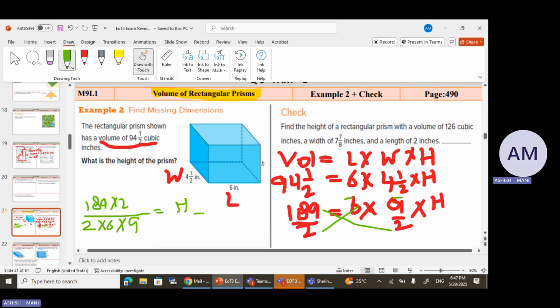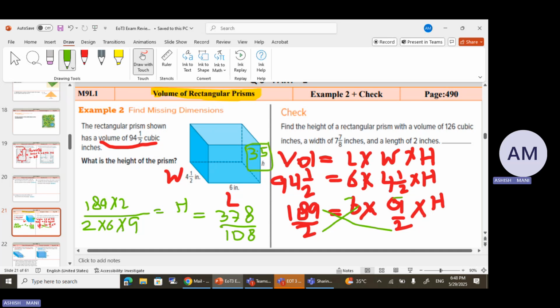Now we first multiply 189 by 2, which comes to 378, and then divide by 2 into 6 into 9, which comes to 108. Then you divide both numbers, 378 divided by 108. The height will come to 3.5. So the height will be 3.5.